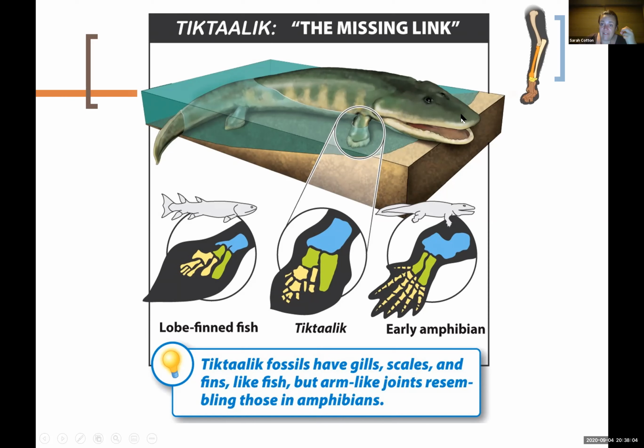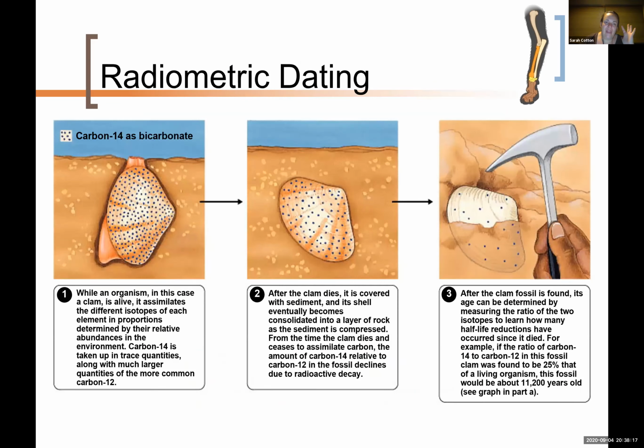So even when we don't have these so-called missing links, right? Sometimes we find them. But even if we don't have them, remember, fossil evidence is only one type of evidence. Okay? All right.